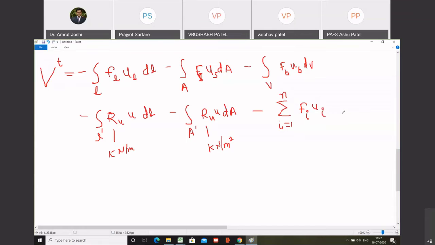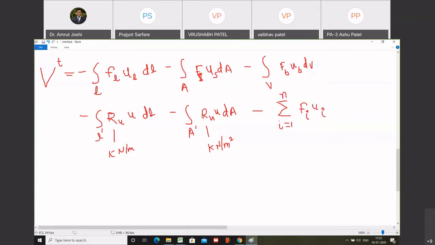There are n number of point loads F1, F2, F3, F4 up to Fn, and corresponding to F1, F2, F3 up to Fn, there are n displacements in the directions of these Fi, u1, u2 up to un. So what is the potential energy associated with them? F1 u1, F2 u2 plus F3 u3, with minus sign. Are you with me? Yes, sir. So we have considered all types of loads. This is point load, this is line load, this is surface load, and this is body load.